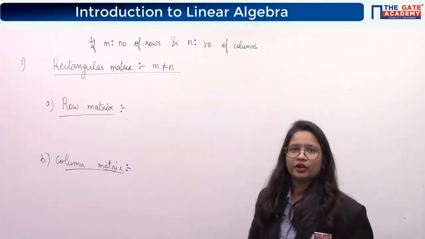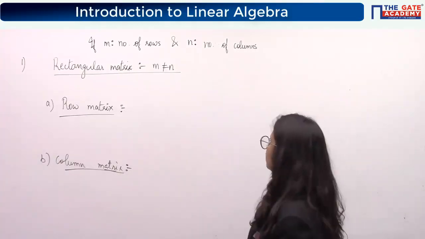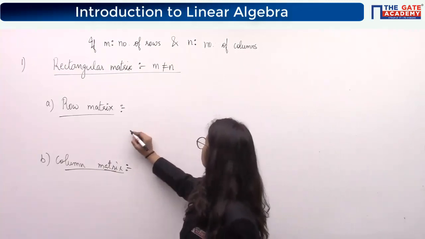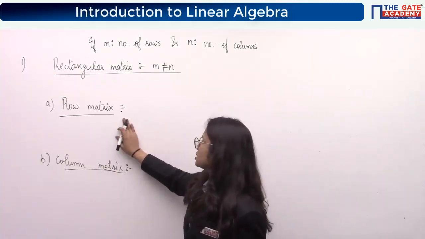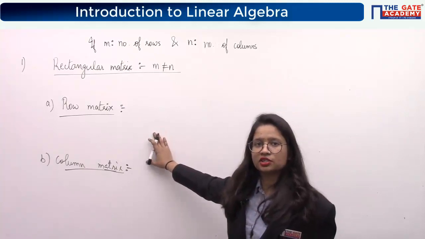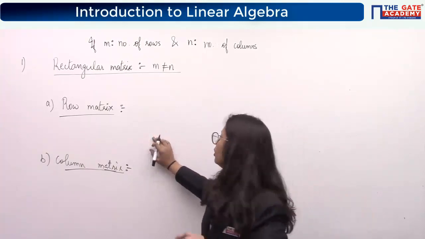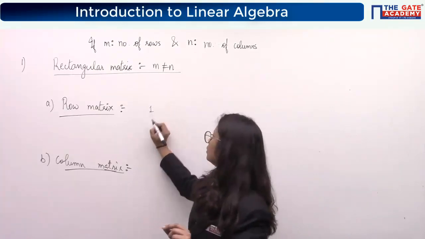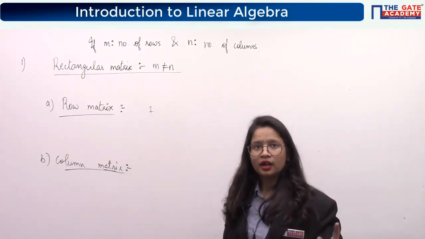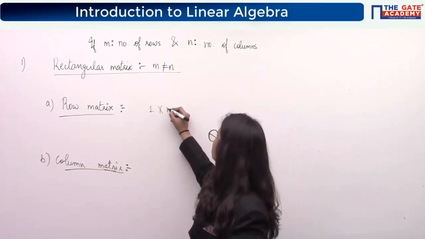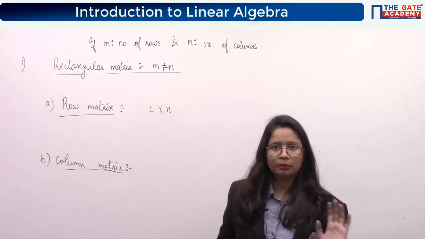M cross 1, M cross 1. Very good. General order. We don't know. First of all, I'll tell you what is this matrix. Row matrix is a matrix in which there is only one row. One row means m will be always 1. And what will be n? It can be any number.